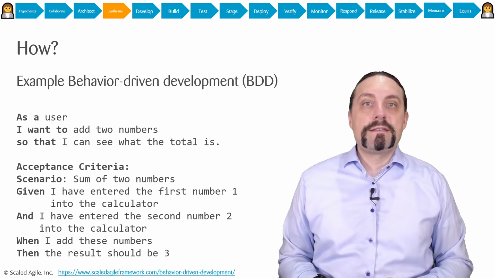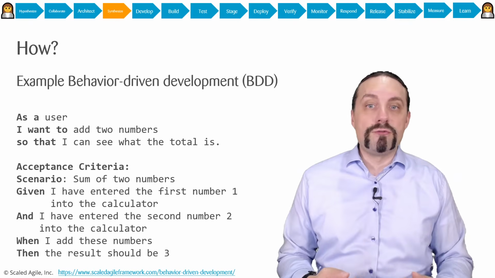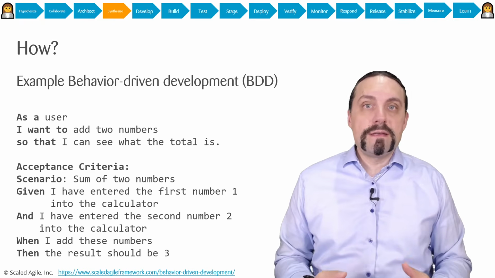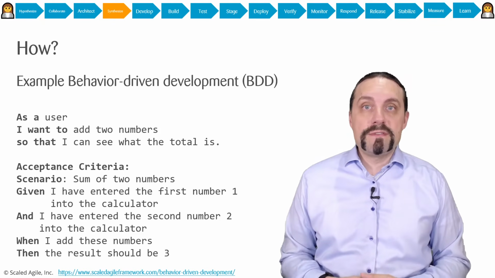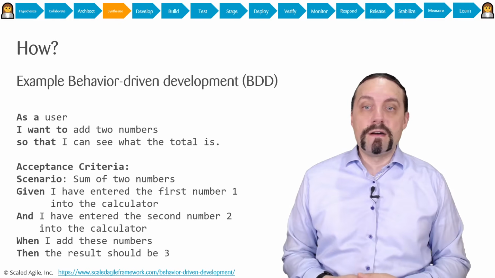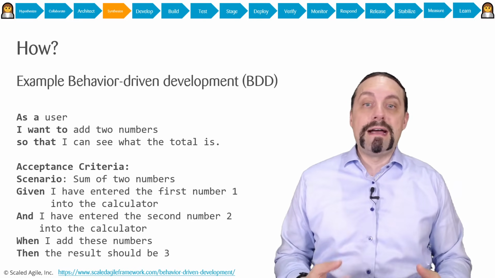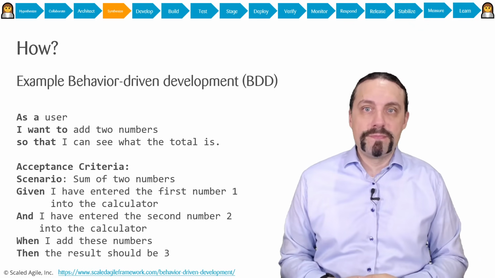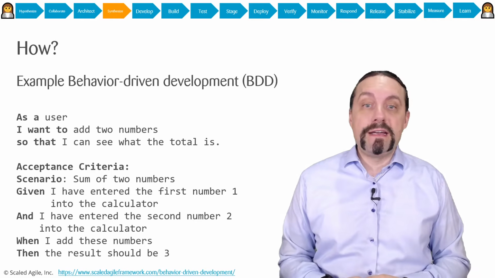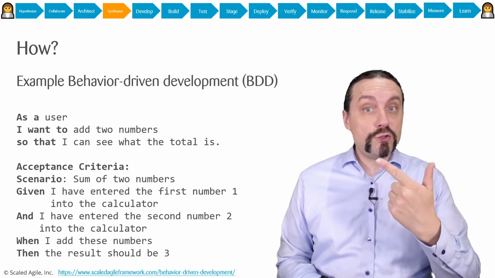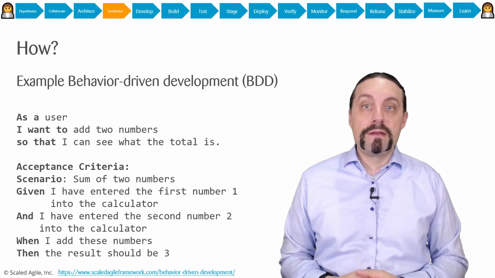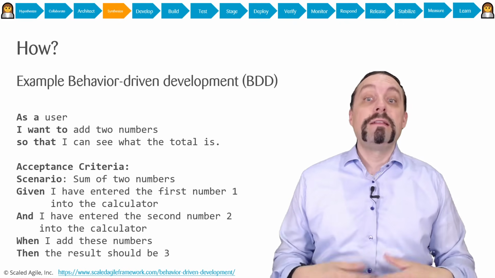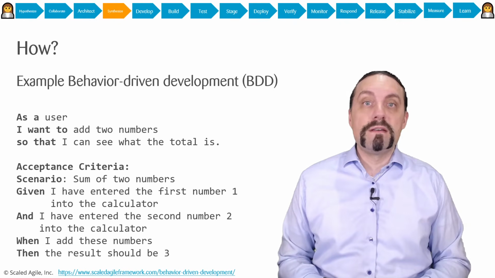The user story says, as a user, I want to add 2 numbers so that I can see what the total is. It is about a calculator. The acceptance criteria for this user story is, given I have entered the first number, which is 1, into the calculator, and I have entered the second number, which is 2, into the calculator. When I add these numbers, then the result should be 3.